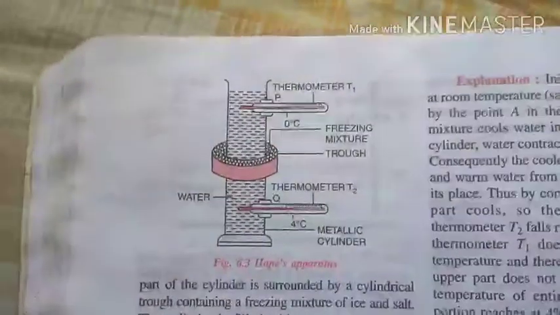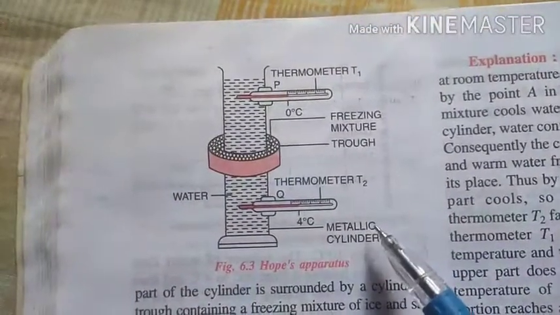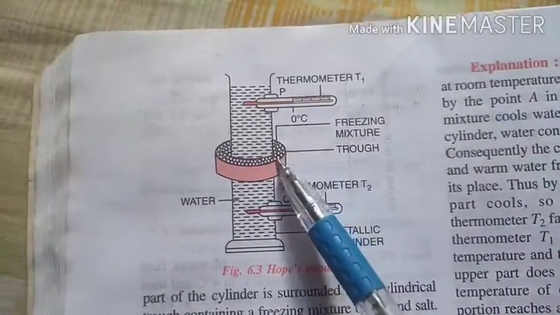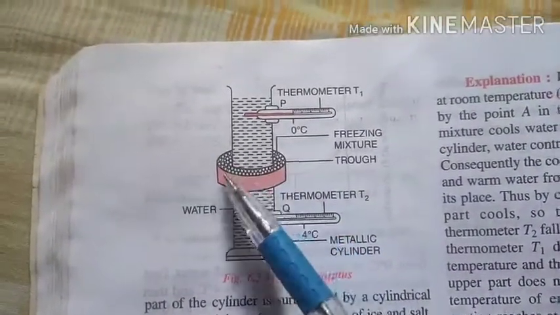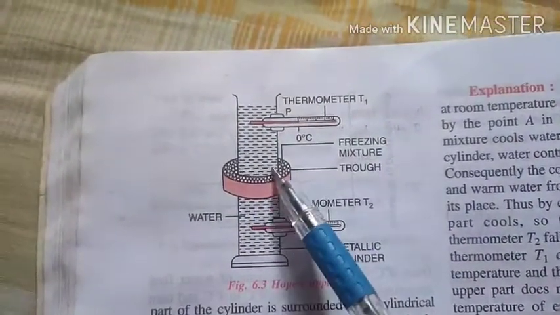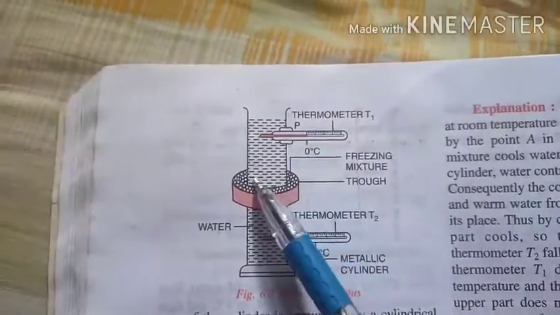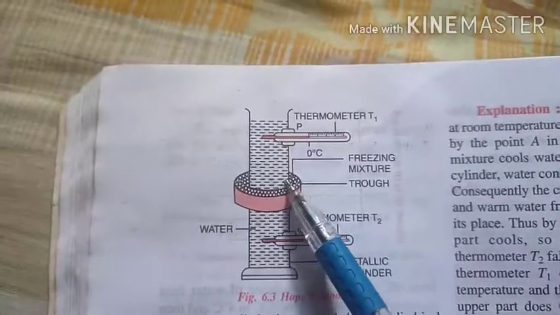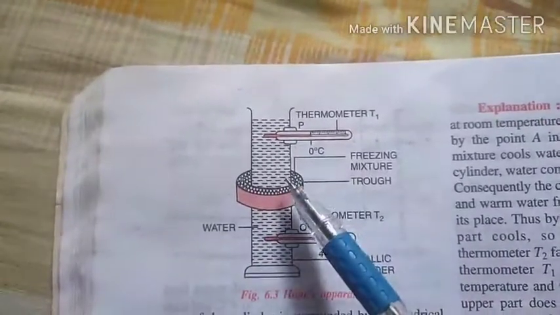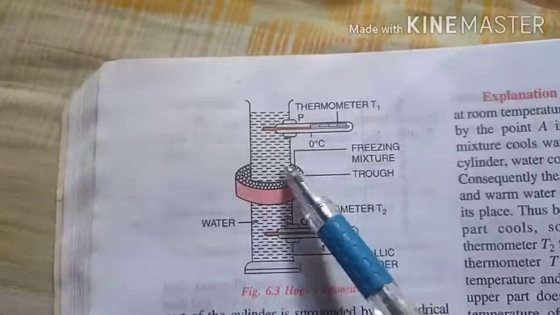Explanation. Initially, both thermometers T1 and T2 were showing 12 degrees Celsius, the room temperature. There is a freezing mixture with a temperature of 0 degrees Celsius placed in the center portion. This freezing mixture cools down the water which is in immediate contact with it. So in the center portion, the water starts cooling down: 12, 11, 10, and so on. When the water starts cooling down, it will contract.